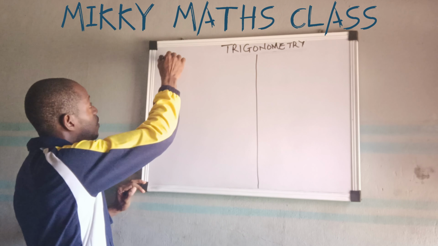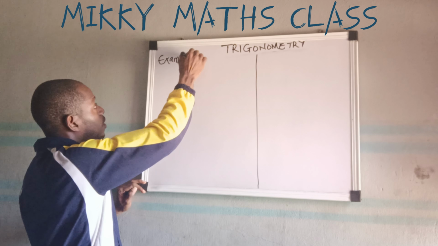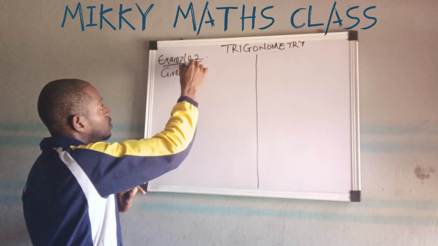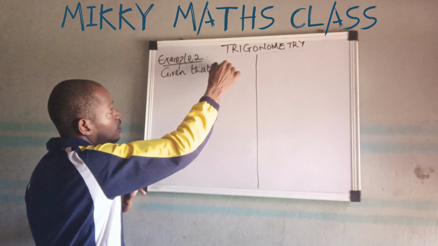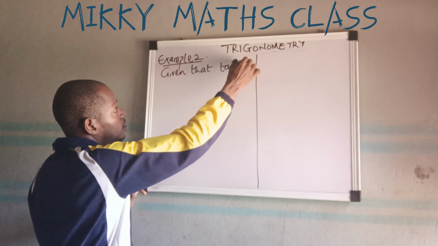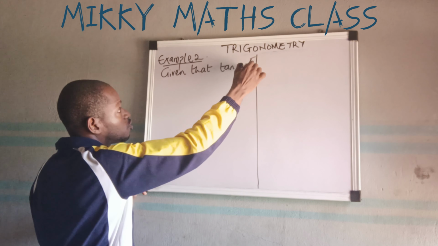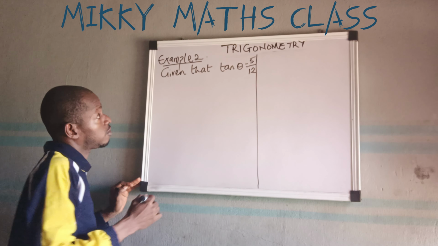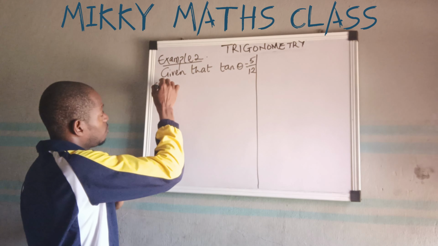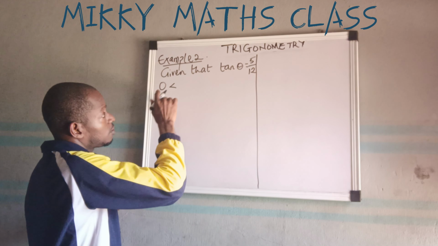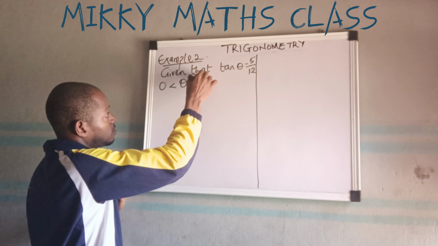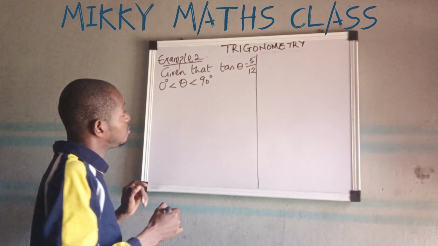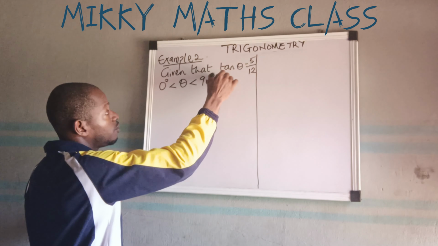Alright, let's look at example 2. We could have a question like this. Given that tan theta is equal to 5 over 12, for the range of value of theta, 0 degrees less than theta less than 90 degrees, find the value of the following.